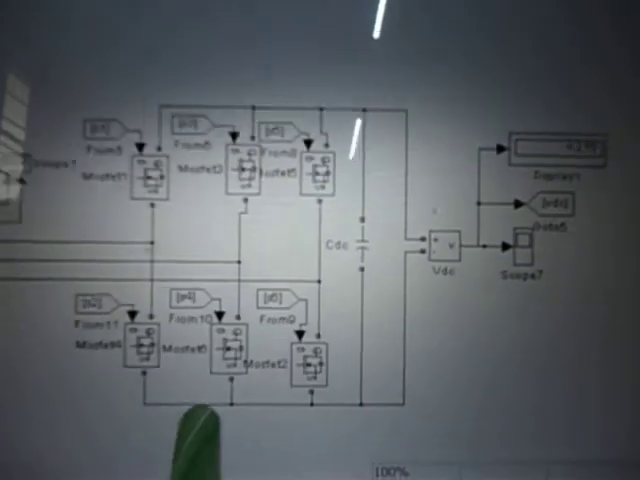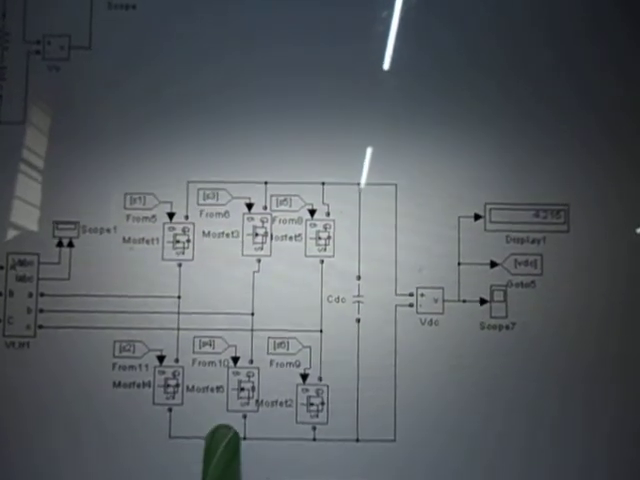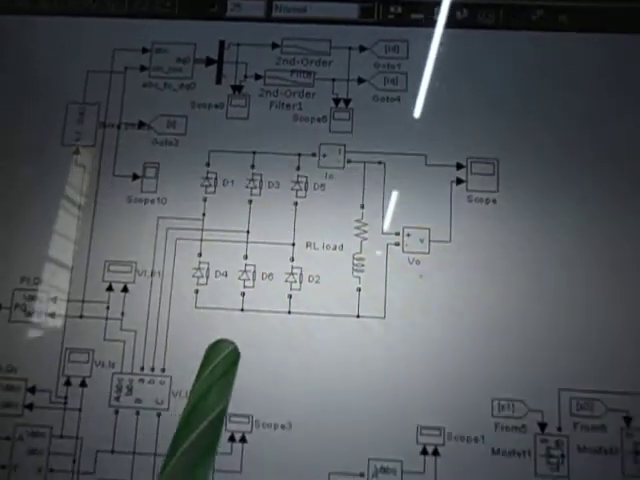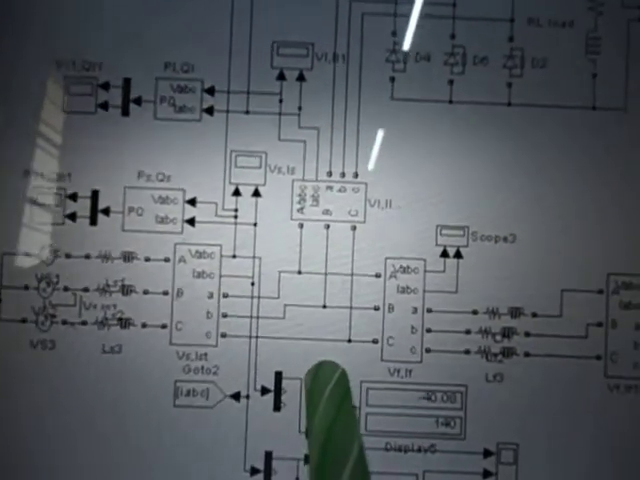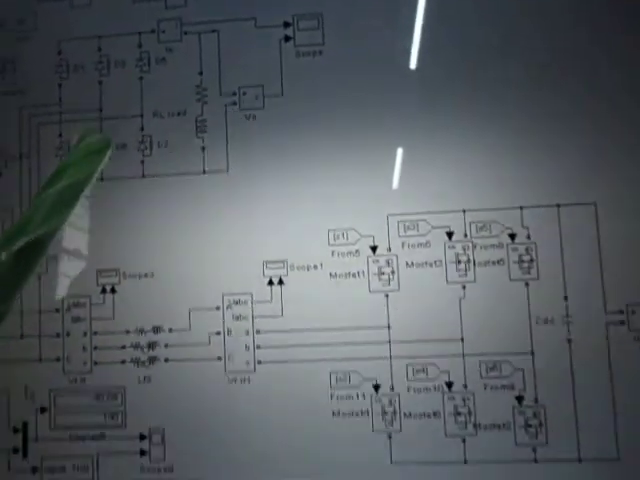This is the simulation circuit in which AC mains are driving a non-linear load and a shunt active power filter. This is the shunt active power filter. The voltage source inverter will act as the active filter, and this is the non-linear load with a diode rectifier, and this one is the source. The point where the source, filter and load are connected is known as the point of common coupling.